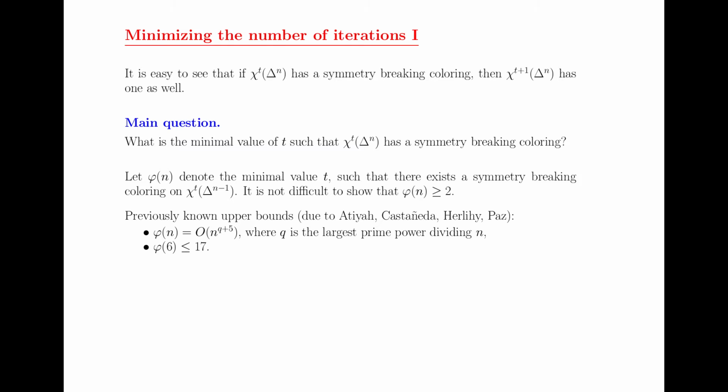So there would be a super exponential bound. For example, the bound would be n to q plus 5, where q is the largest prime power dividing n, which potentially could be basically n, close to n. So it's a very large number of rounds, which would be an enormously large subdivision.